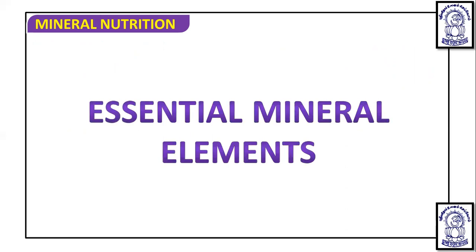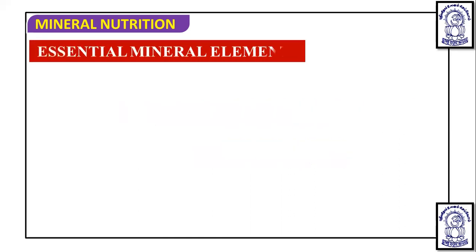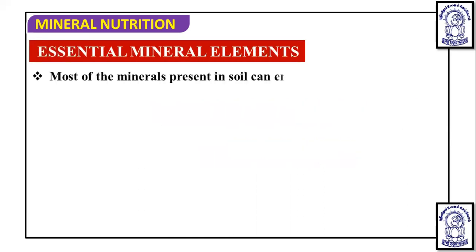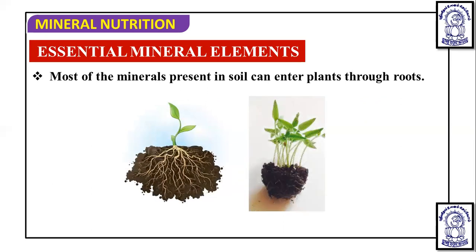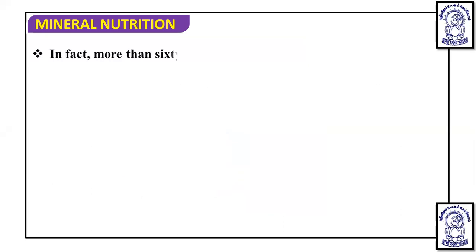Now we are using the word essential mineral element. So the question is, what is an essential mineral element? Why are we calling them essential? All that we are going to understand in this part. Most of the minerals present in soil can enter a plant through the root. Root hairs increase the surface area of absorption, and roots have the main role of absorbing minerals from the soil. The roots absorb them, and they reach the different parts of the plant.